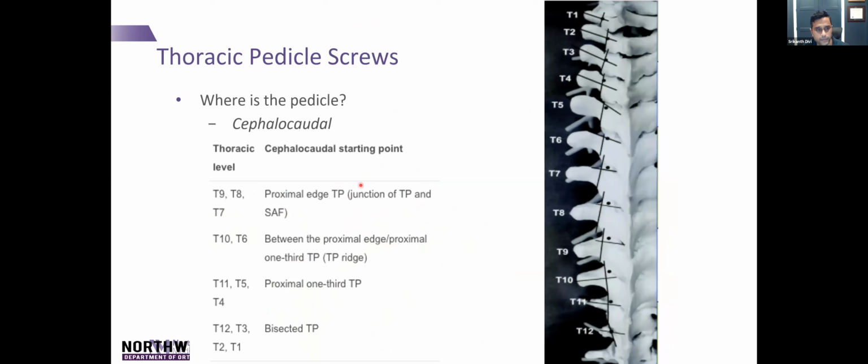But typically, this is what is called a Lenke chart, and just sort of maps out slight variations of the starting point of the thoracic pedicle screws as you go up and down the thoracic spine.